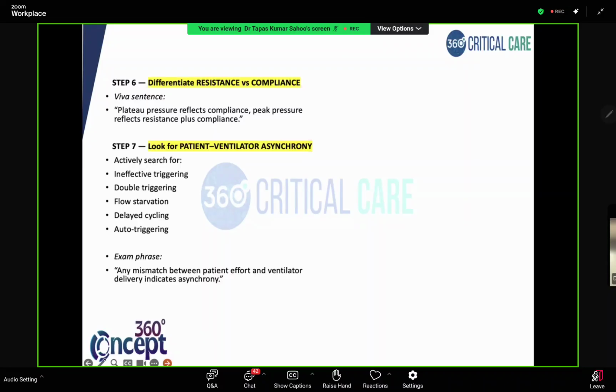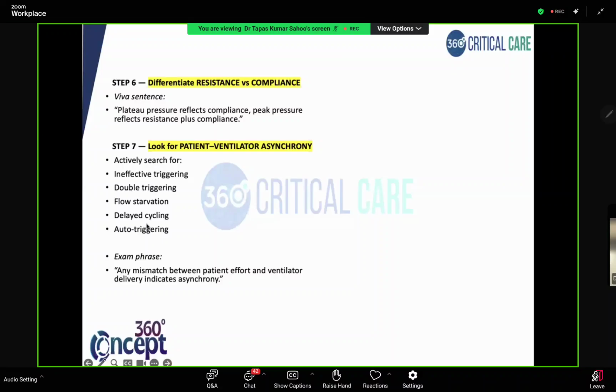Now step 7 would be to look for ventilator-patient asynchrony. Till now you were concentrating on the ventilator screen, but at this point, when you have already analyzed everything starting from the mode, the scalar, the baseline, the inspiration, the expiration, and the resistance and compliance, you would be looking at the patient. The examiner would not be very happy if we only focus on the ventilator. Like the monitors, we are not treating the monitors, we are treating the patient.